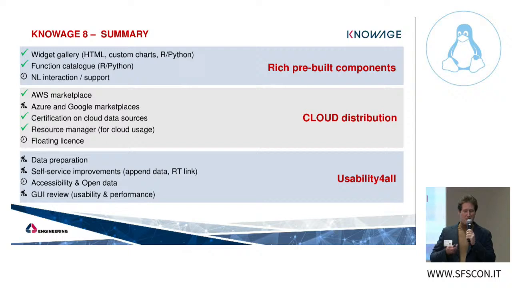Cloud distribution is about the availability of knowledge in the main cloud providers, Amazon, Azure, and Google Cloud, and also about certification of knowledge on the main data sources that those cloud providers integrate. It is also about providing more functionalities for the admin user to easily manage the knowledge instance from remote.